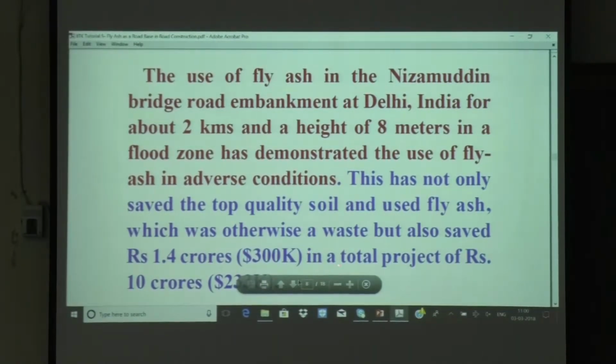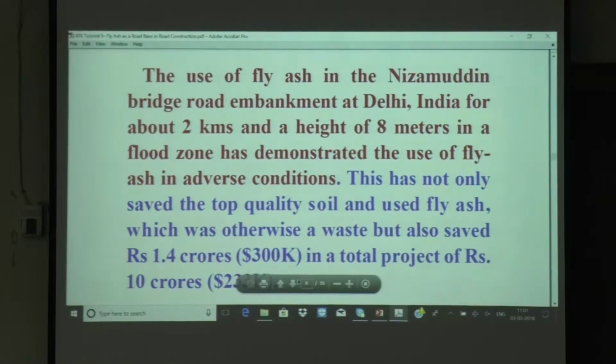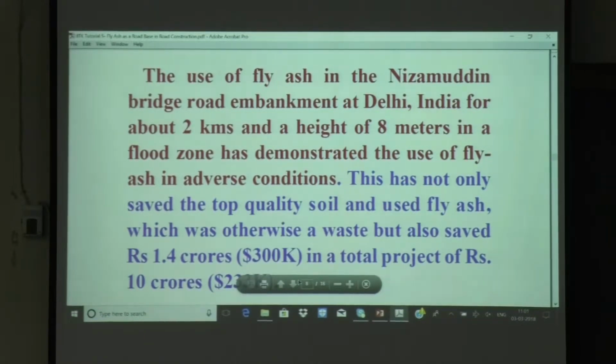it also saved about $300,000 in a total project of rupees 10 crores. So it saved about 14 to 15% of the cost because fly ash is a waste material which is available. So even if you can save 14 to 15% in the cost of production, and it gives very similar properties, fly ash is very welcome.